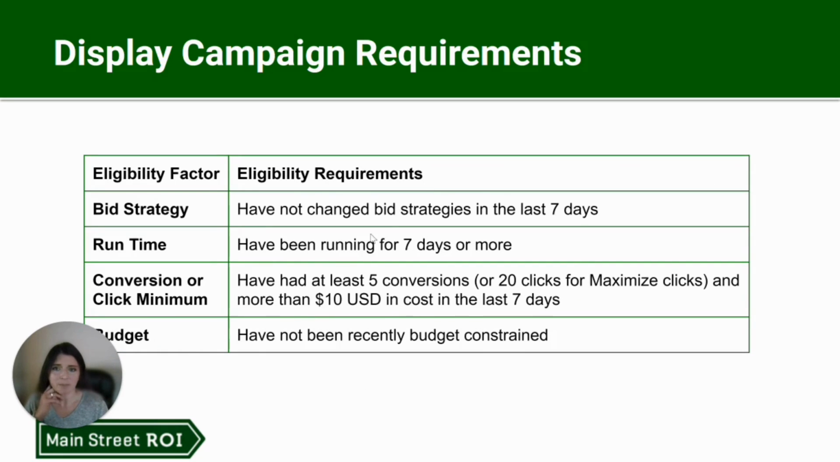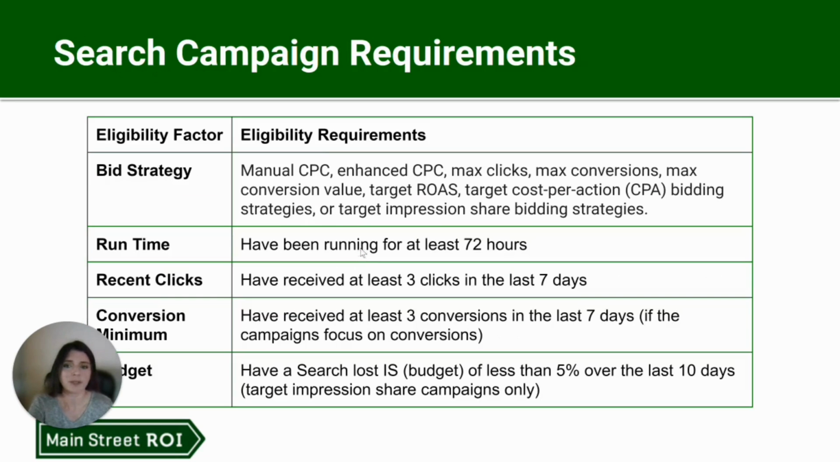Oh, I kind of skipped through there a little bit faster than I should have. Sorry. But if you have a search impression share lost due to budget of less than 5% over the last 10 days, and this is with only target impression share campaigns. So, keep in mind that's not going to be affecting a lot of campaigns. It's for just very specific campaign goals.